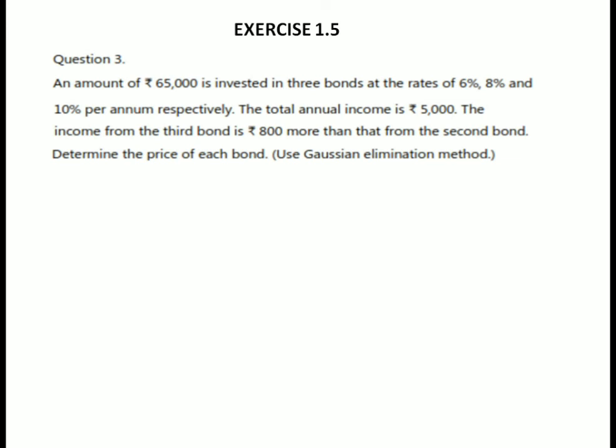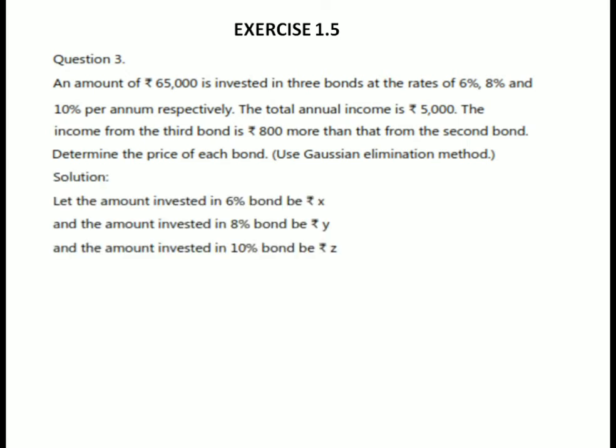Third question. An amount of rupees 65,000 is invested in 3 bonds at the rate of 6%, 8% and 10% per annum respectively. The total annual income is rupees 5,000. The income from the third bond is rupees 800 more than that from the second bond. Determine the price of each bond. Use Gaussian elimination method. Solution. Amount invested in 6% bond be rupees x, amount invested in 8% bond be rupees y, invested in 10% bond be rupees z.